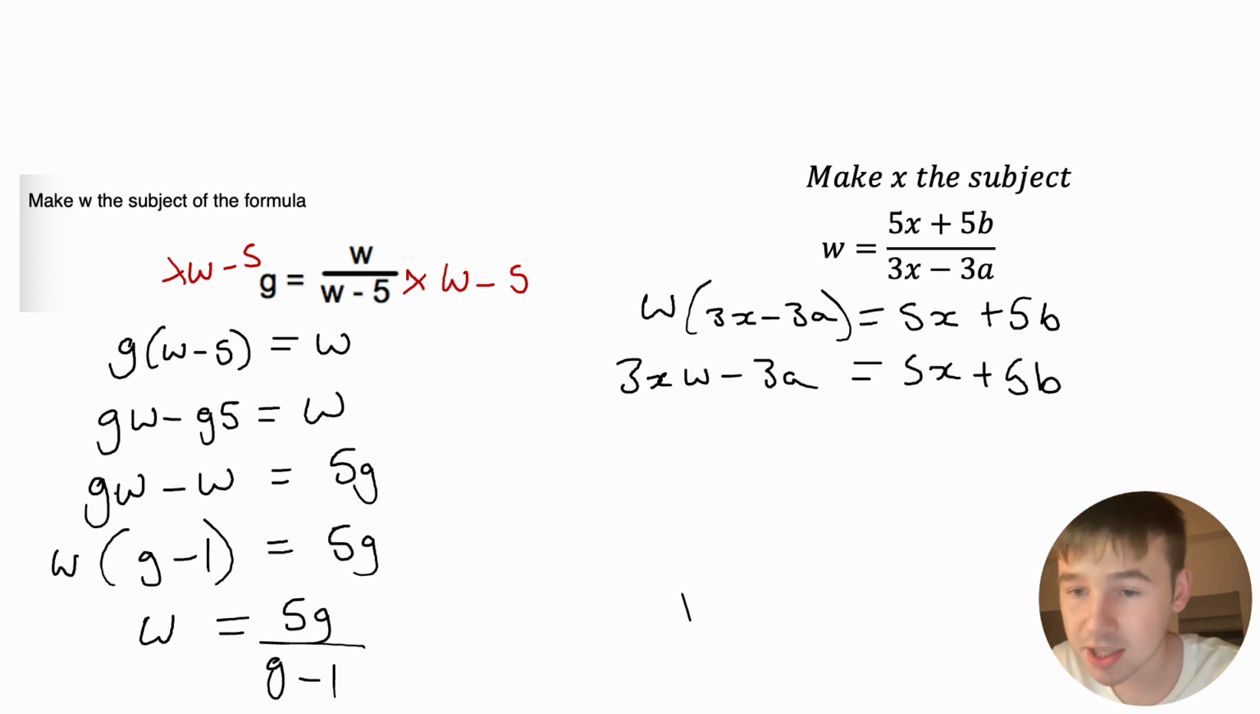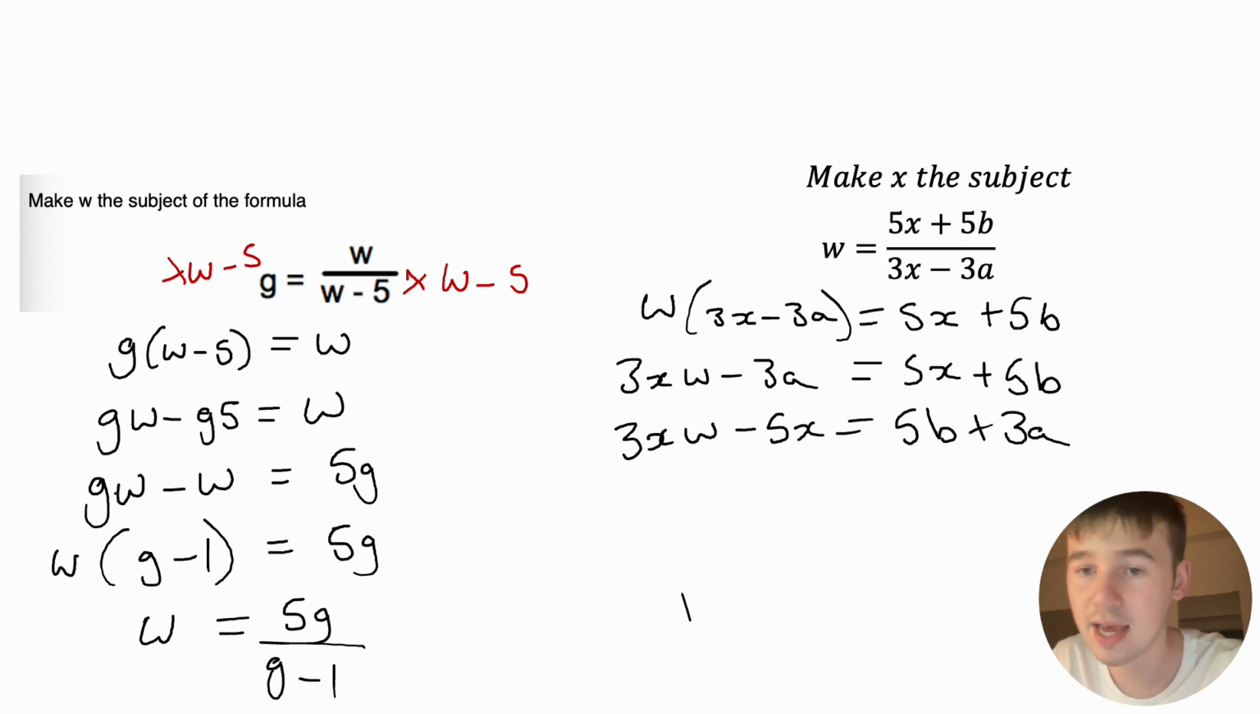Again, we're making x the subject, so get all our x's onto one side. So I'm going to go 3xw minus the 5x here. I'm going to add the 3aw to this side, so that is going to be 5b plus 3aw. Now we've got our w and we've got our x, but it's in two terms. So what do we do? We're going to factorise out x.